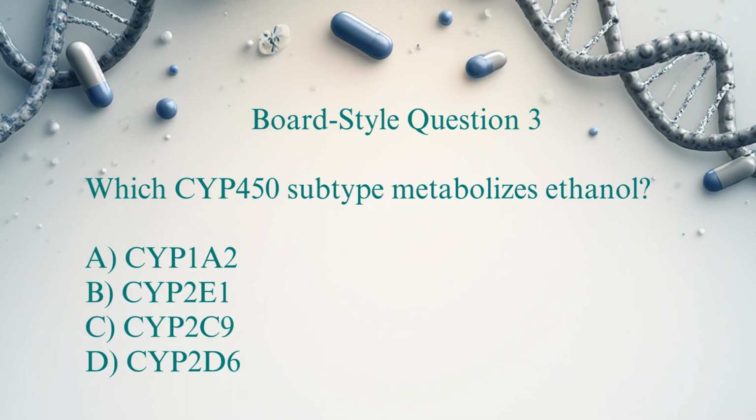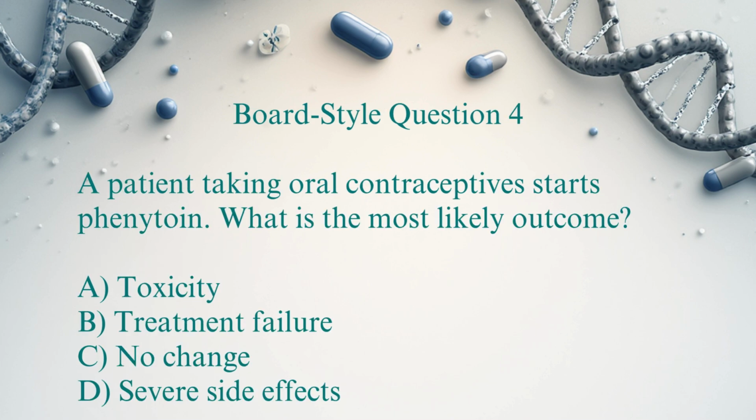CYP2E1. Here's the rationale. The easiest way to remember this is with the phrase, "You have to be 21 to drink ethanol." 21 corresponds to 2E1. CYP2E1 is the enzyme subtype that metabolizes ethanol in the liver. So when you see a question about alcohol metabolism or drug interactions involving ethanol, the key CYP enzyme they're pointing you toward is CYP2E1. Key takeaway. 21 to drink, 2E1 for ethanol.